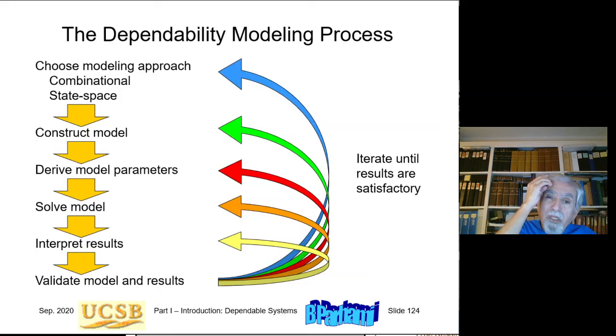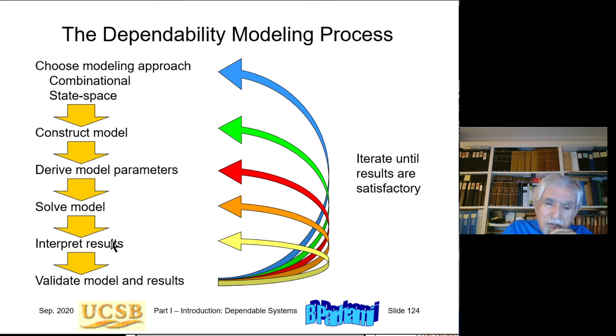Okay, the dependability modeling process is an iterative process. You choose your modeling approach, whether you want to do the combinational model or state space model. You choose an approach depending on which one fits your needs better. You construct the model. You derive the model parameters. You solve the model. So you solve your Markov model or solve your combinational model. You interpret the results, and then you validate the model and result, and you are done. Unfortunately, most of the time, you just don't go one pass down this path. You may have to go back and adjust things.